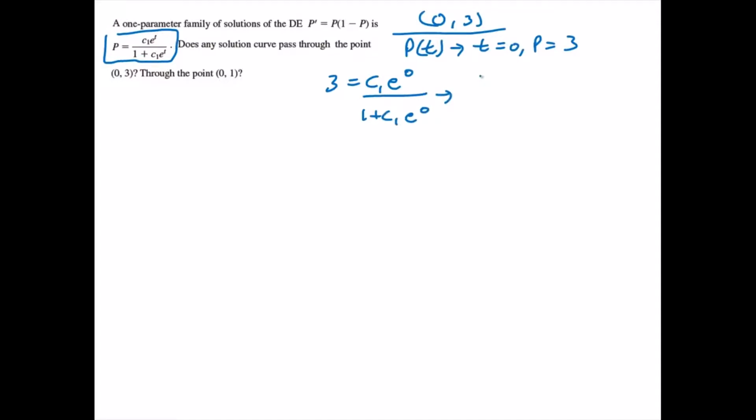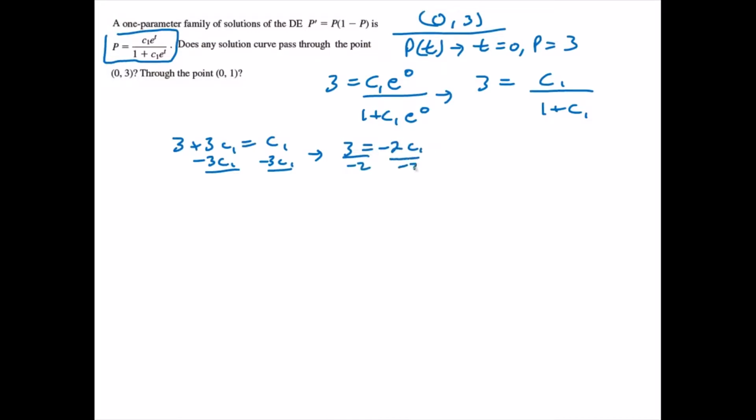And this will give us the equation 3 equals c sub 1 over 1 plus c sub 1, because e to the 0 is simply 1. And if we cross multiply here, we're going to wind up with 3 plus 3c sub 1 equal to c sub 1. And then subtracting 3c sub 1 from both sides will give us 3 equals negative 2c sub 1, and finally dividing both sides by negative 2 tells us that c sub 1 will be negative 3/2.